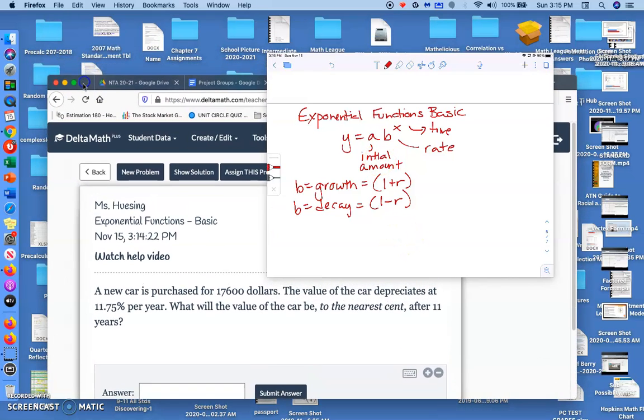If we look at this question here, a new car is purchased for $17,600. So that's our initial amount. The car depreciates at 11.75%, so it depreciates, so 1 minus 0.1175, to the power of 11.